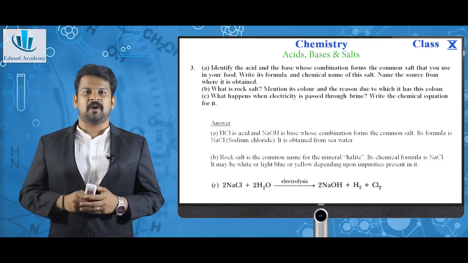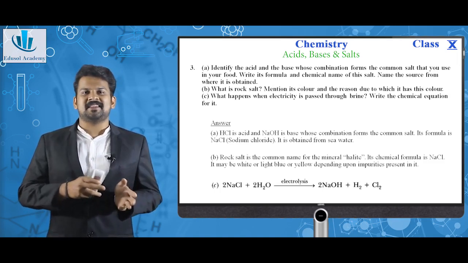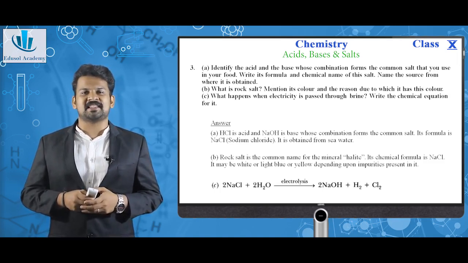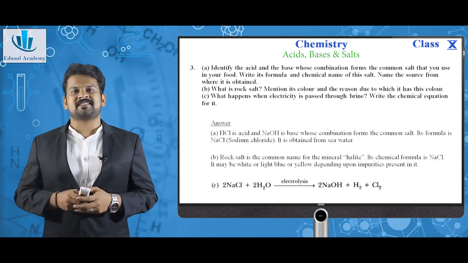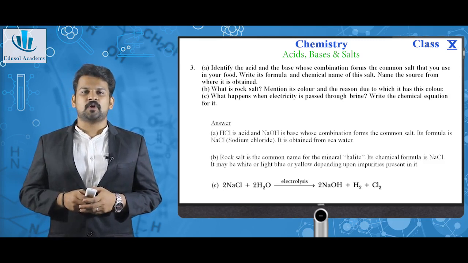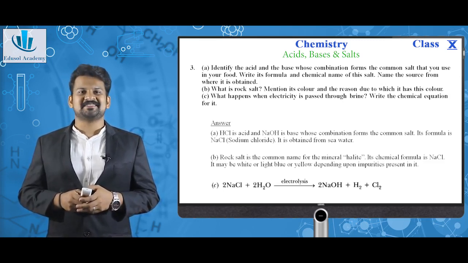So let's go for first part. The common salt is formed from HCl and NaOH. The reaction is NaOH plus HCl giving NaCl plus H2O, the common neutralization reaction. It is a combination form. The sodium chloride formula is NaCl. It is obtained from seawater.